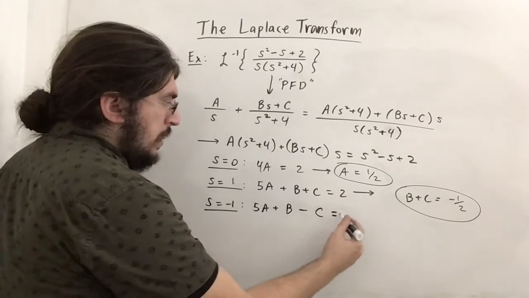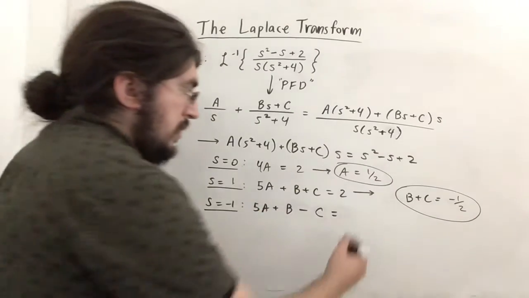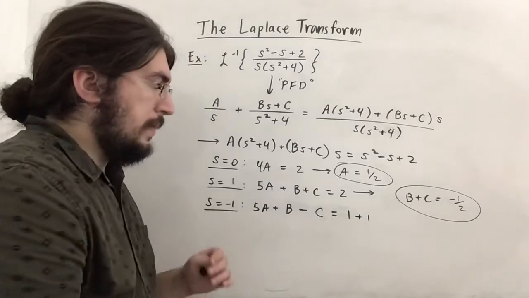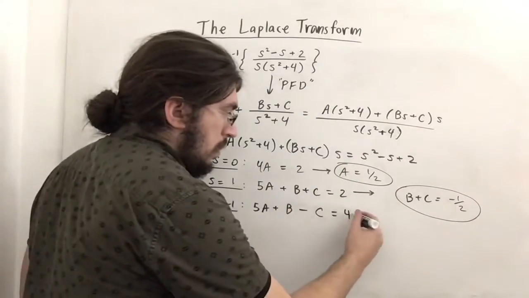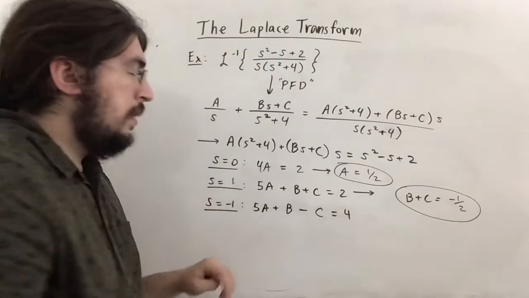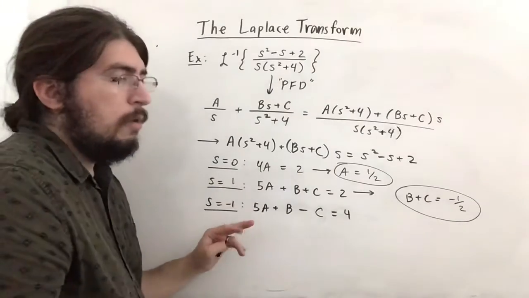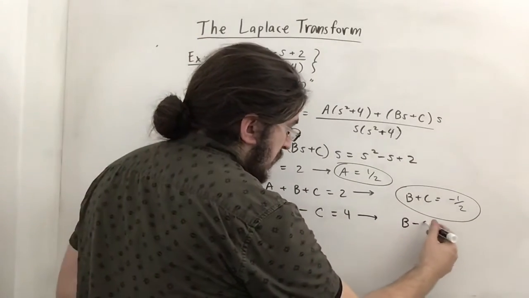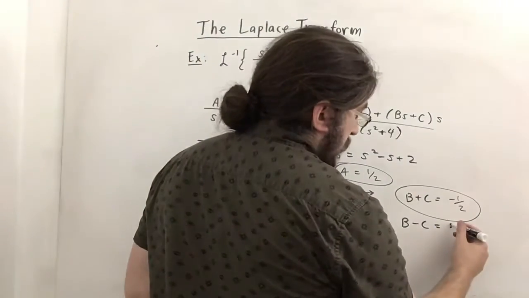Good. Equals, now on this side, when you plug in negative 1, you get negative 1 squared is positive 1, minus negative 1 is actually also positive 1 because of the double negative. So you actually get 1 plus 1 is 2, plus 2 is 4 total. Great. So now again, a is 1/2, so this is 5/2, which is 2.5. If you subtract that over, you get b minus c is equal to 4 minus 2.5 is 1.5, or as a fraction 3/2.